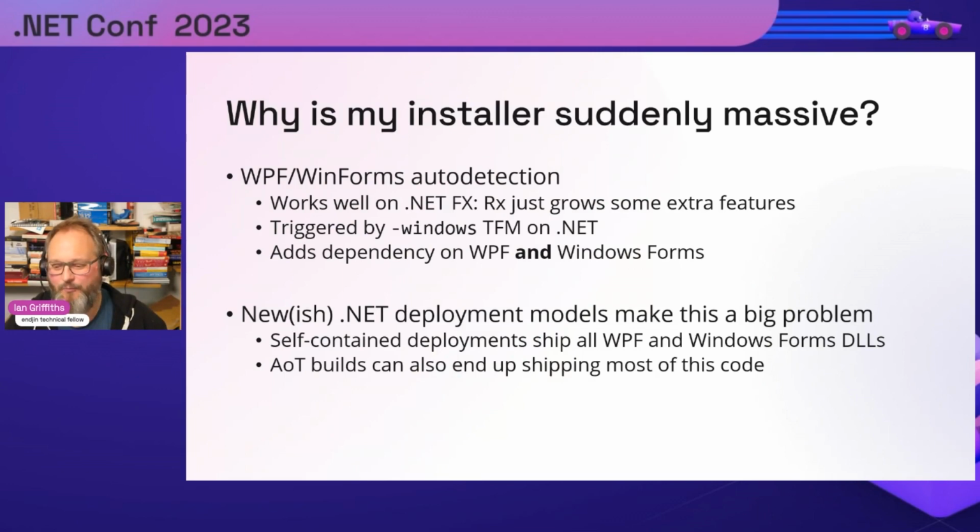Why is that now a problem? Well, it's because of things like self-contained deployments. If you add WPF and Windows Forms dependencies, that's what makes your self-contained deployments 30 megabytes bigger. You're copying all of the DLLs of those two frameworks in as part of your application deployment, even if you're not using it. That is not good. This also afflicts ahead-of-time compilation as well, because the same basic issues apply. So fundamentally, the problem we have is that if it thinks you could use WPF and Windows Forms, it forces you to have them. That's a problem.